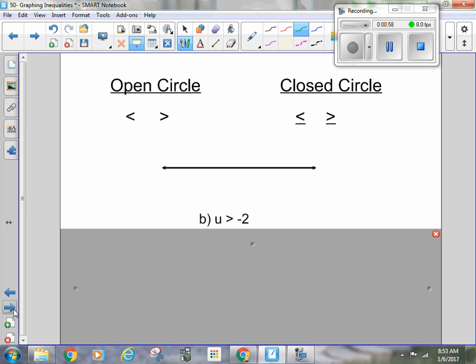Now if we are looking at actually graphing, we have less than and greater than symbols, and those are going to give us an open circle on the graph. Less than or equal to or greater than or equal to are going to give us closed circles on the graph because it includes those numbers. So if we look at the first one, it says u is greater than -2. So I'm going to put a -2, and it's anything that's bigger than -2, but it does not include -2. And so it's a greater than sign. So any number that's greater than -2 is the direction I'm going to shade. So in this case, I'm going to be shading to the right.